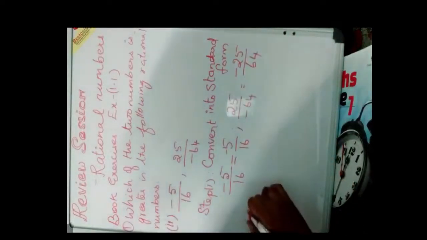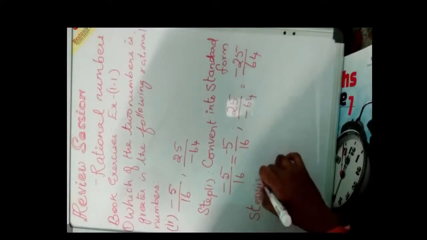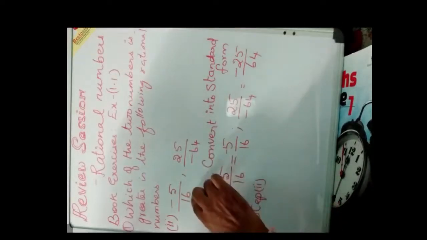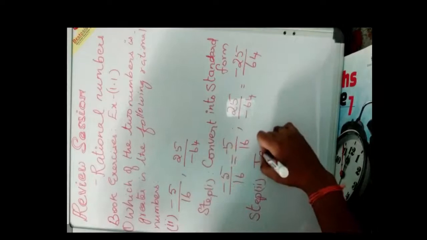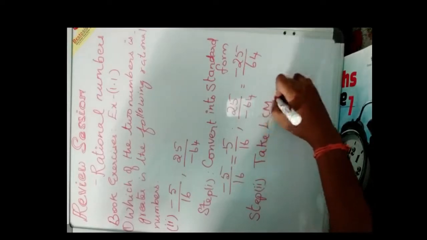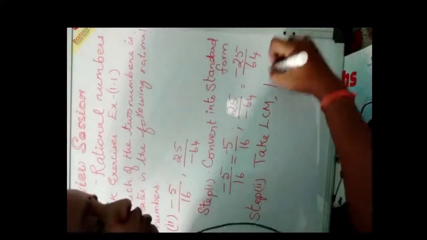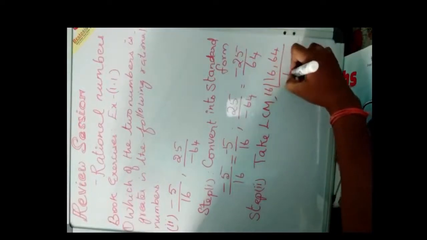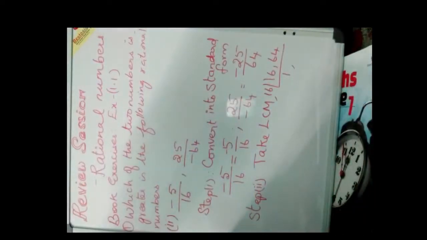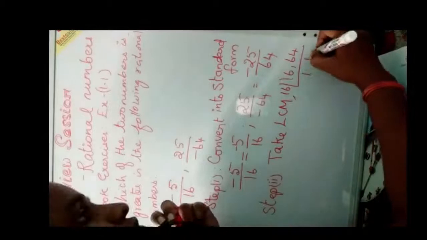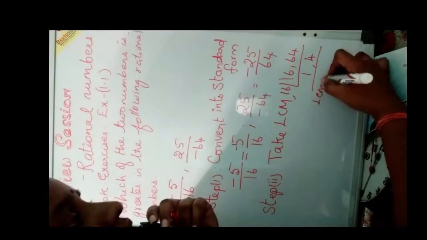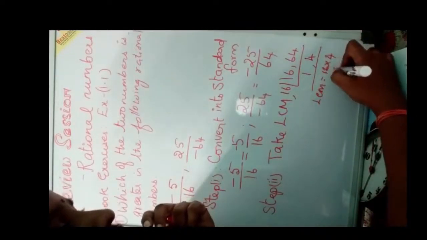Now step 2. In step 2, you can see the denominators are not the same, so you need to make the denominators the same. Here you need to take the LCM of 16 and 64. 16 ones are 16, and how many times will 16 go into 64? 16 fours are 64. So the LCM is 16 into 4, which is equal to 64.